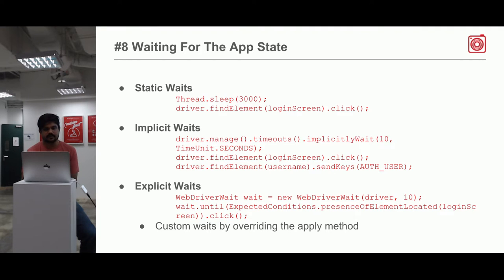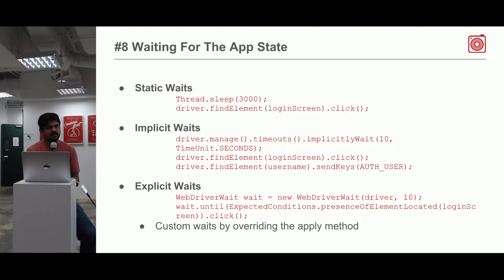There are also custom waits you can write. There is an apply method over there. If you override that apply method with an explicit wait, you can have your own custom conditions. Like you can wait till it's visible and clickable. So both conditions you can club together. Such things are possible. I didn't add one more wait.